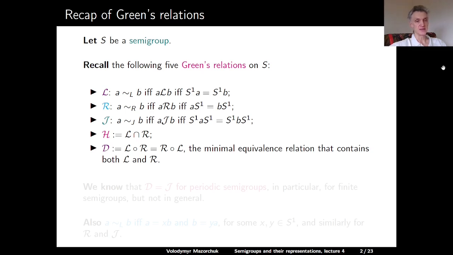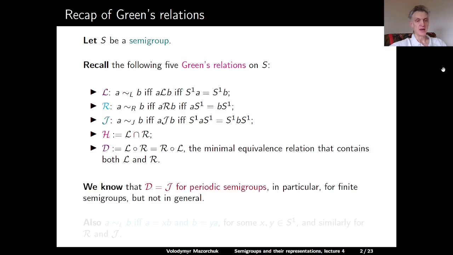So we can then alternatively describe the relation D as the minimal equivalence relation that contains both the left relation and the right relation. And we have already seen that the relations D and J coincide for periodic semigroups, in particular for all finite semigroups, but in general they are different. Also, we had the following alternative description of the left relation.